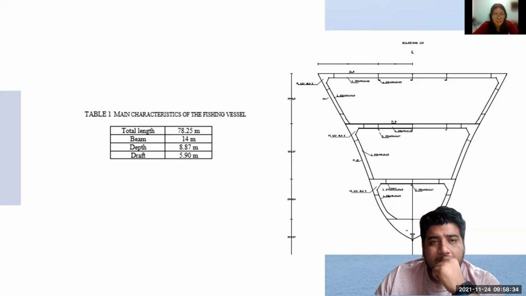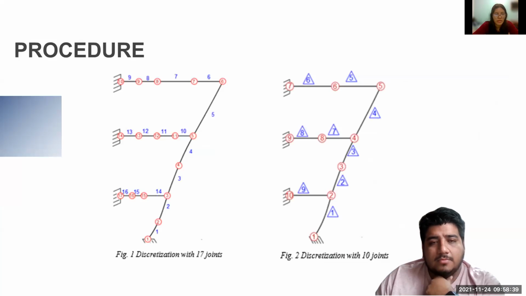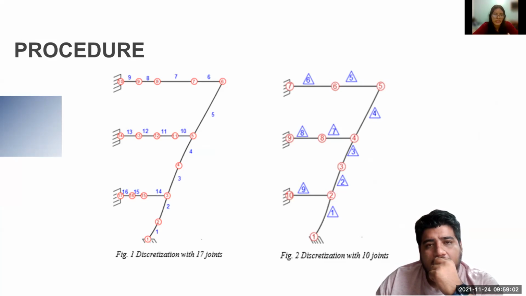Next slide. The procedure. We will analyze the naval structure for 2 discretizations. It will be analyzed for 16 and 9 elements. Now I will explain the process for 16 elements, which is the same process for the 9 elements. Next slide.